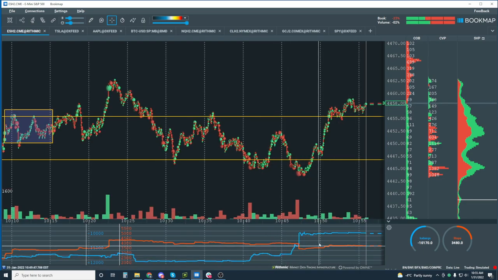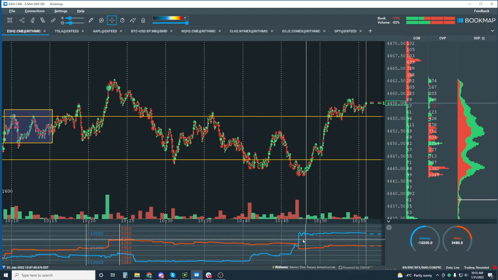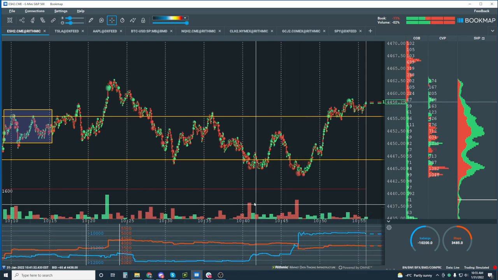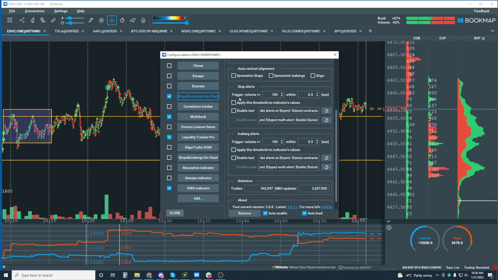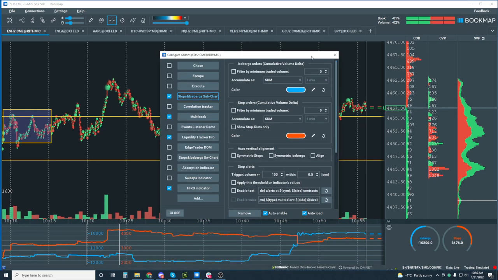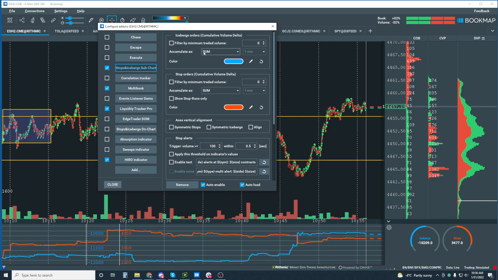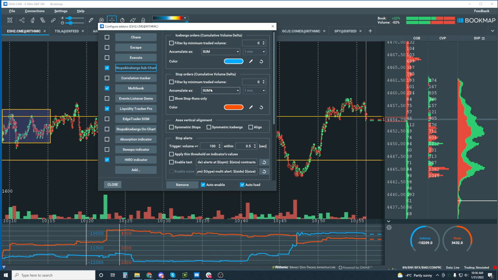This is such a nice confluence, such a beautiful confluence. I'll go over the confluence in just a second. Let me go over the settings first. Okay, these are the settings that I have. It's the simplest one: summation, accumulate as sum, and that's it.